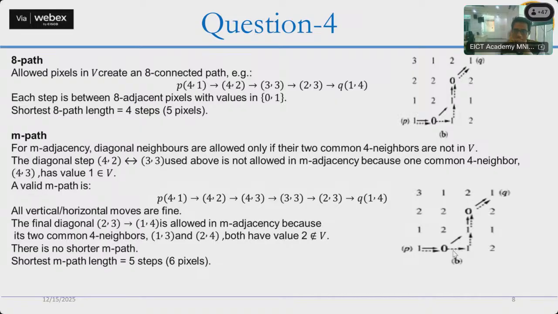Remember, in the M path, as we discussed, there is no ambiguity. There is only one way. What we are saying here is that the diagonal path is only and only allowed if the alternate path is not available. So this diagonal is allowed in the M path, but this path is not allowed, because in the neighbor, some element exists.